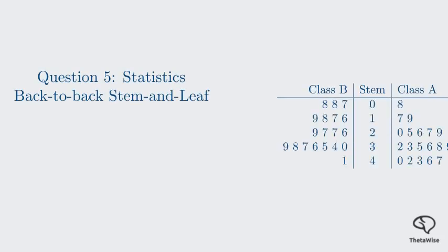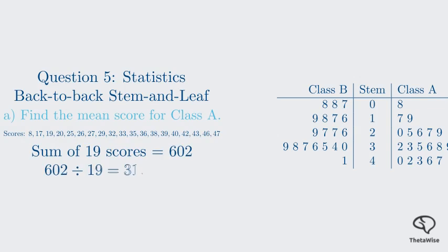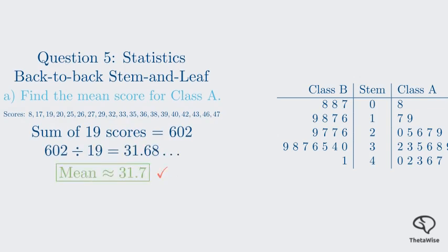Let's analyze some data using a back-to-back stem and leaf diagram. This allows us to compare 2 classes at once. The stem represents the tens digit, and the leaves represent the units. To find the mean, we must add all the individual scores for Class A and divide by the number of students. Here are all the scores for Class A. The sum of these 19 scores is 602. The mean score for Class A is approximately 31.7.